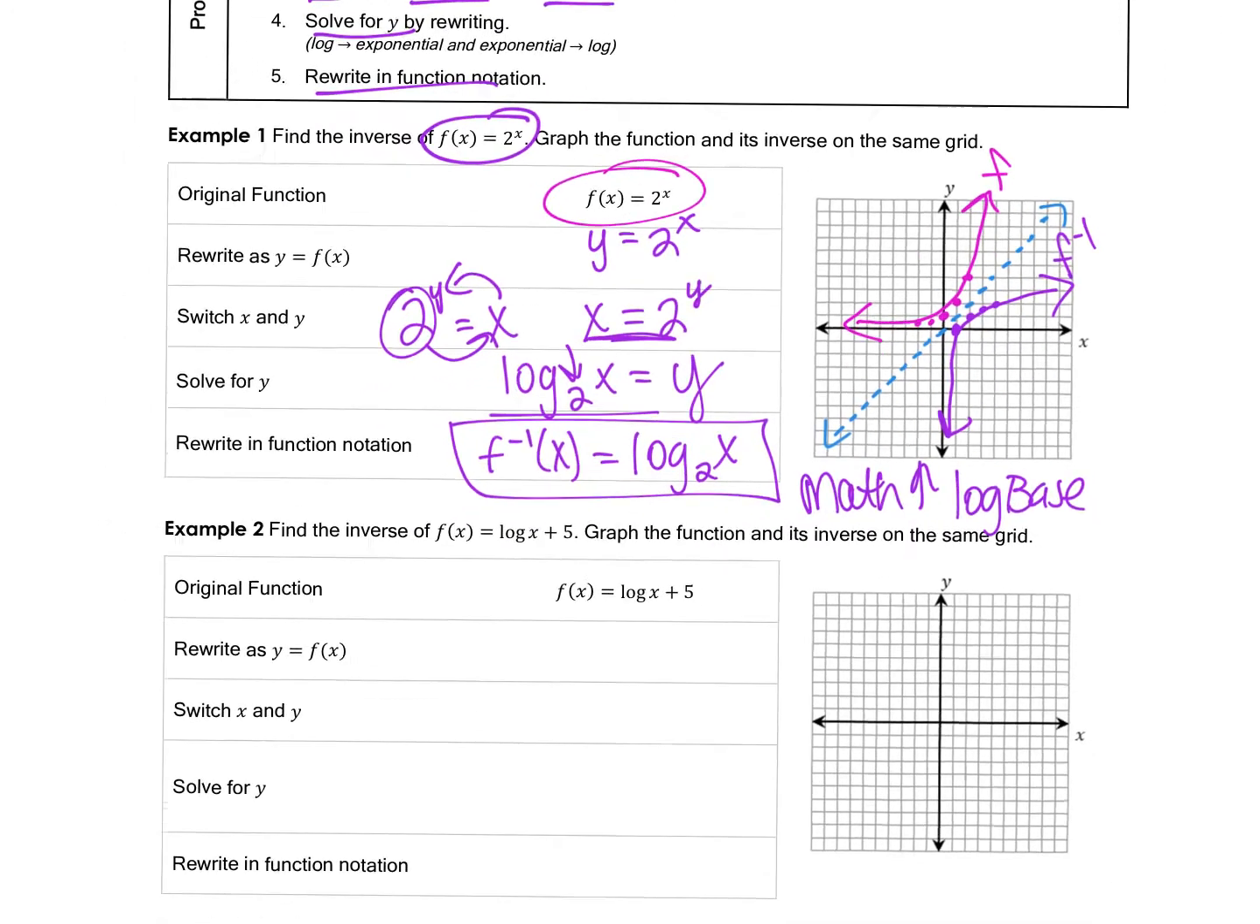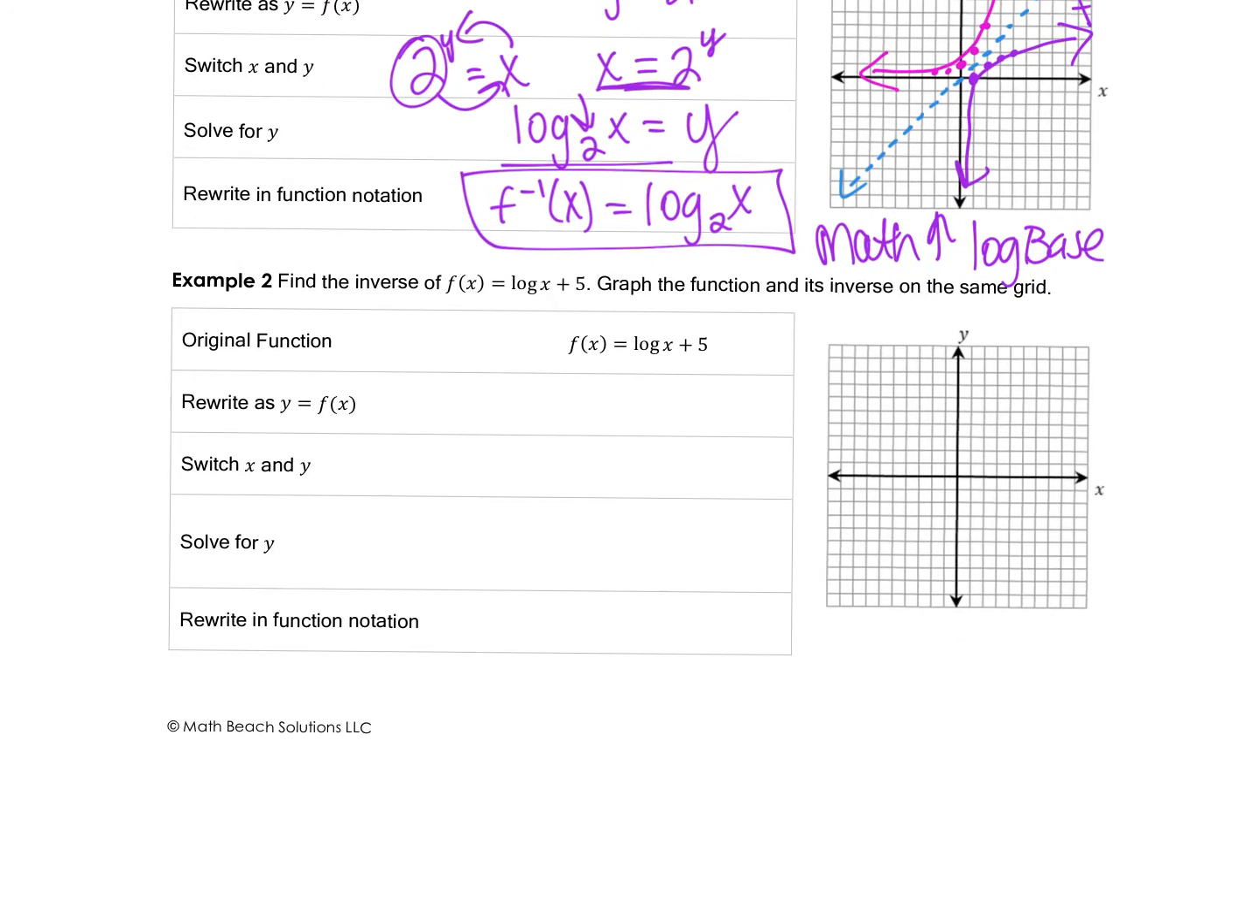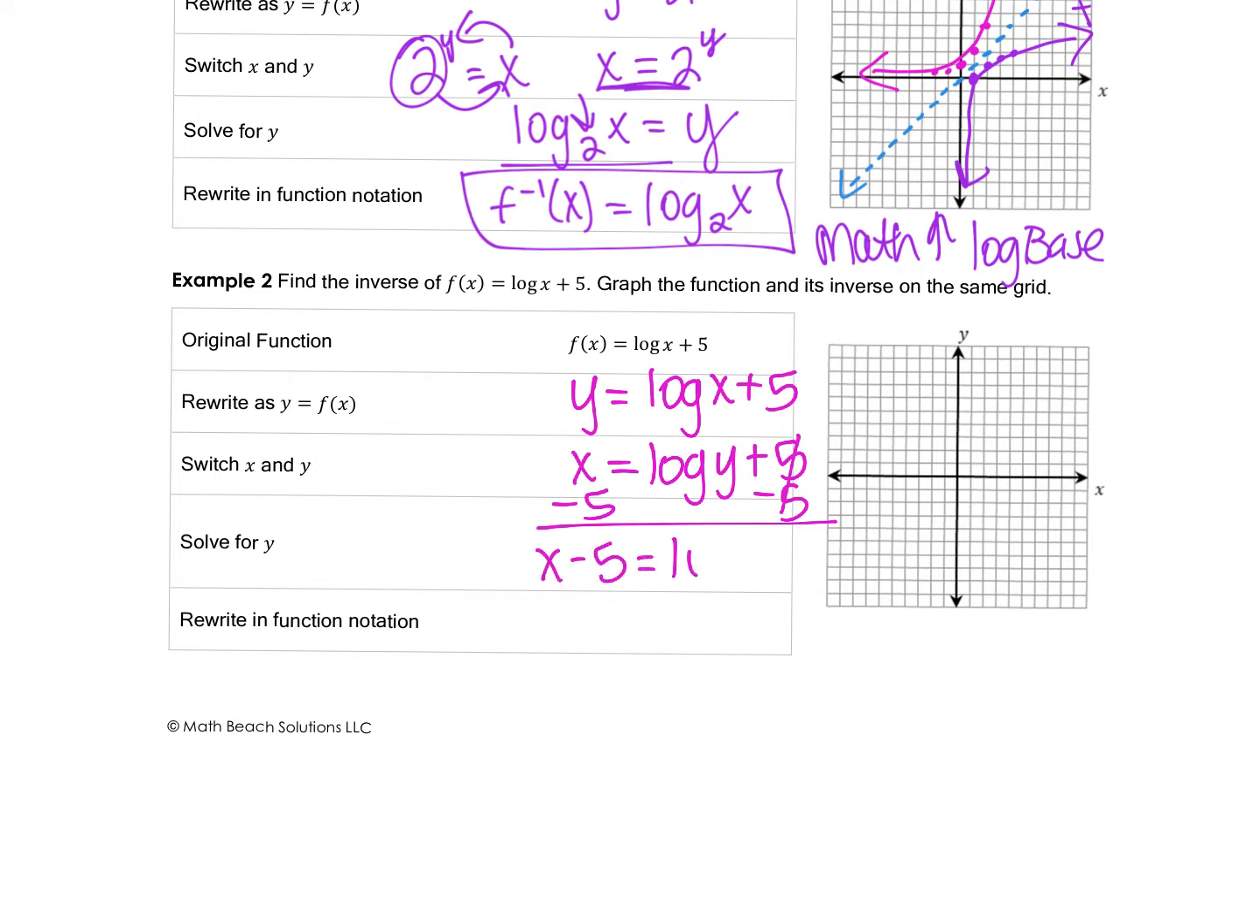Okay, so let's try another one. Example 2, this time we're starting with log. First step is to change my f of x to a y. Second step is to switch your x and y. And then we're solving for y. So I need to go ahead and subtract 5. I want to get the log by itself. Once I have the log by itself, we're going to change it to exponential form.